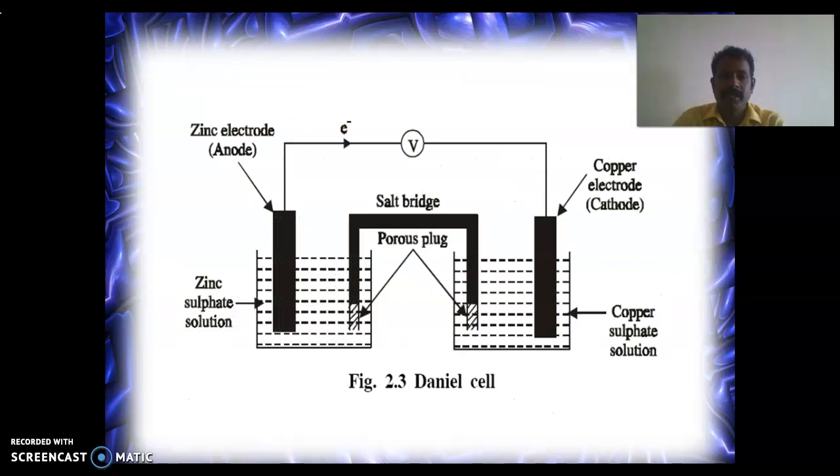This is the cell diagram. Here we see the zinc electrode and the copper electrode, which are dipped in zinc sulfate and copper sulfate solution. There is a salt bridge connected between the two half cells. The left hand side is one half cell, and the right hand side is the other half cell. The two half cells are connected using a salt bridge.